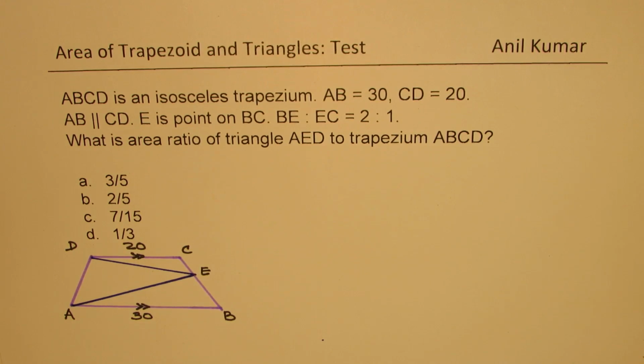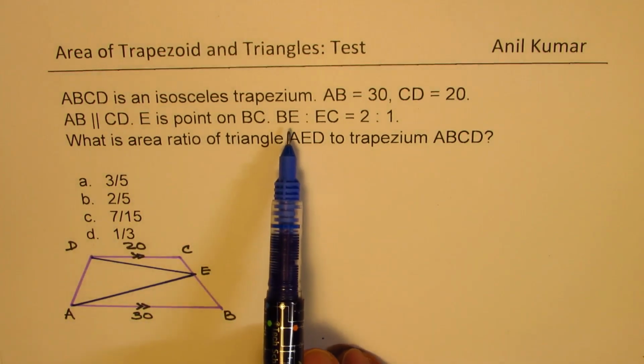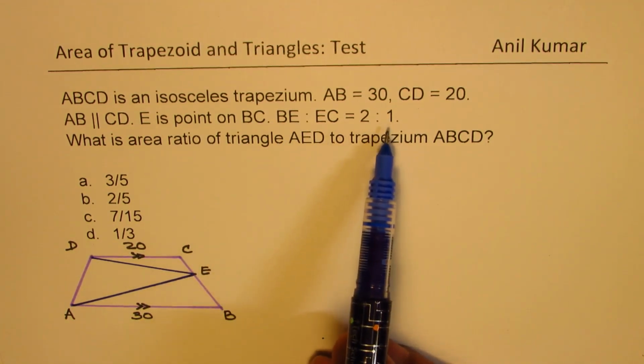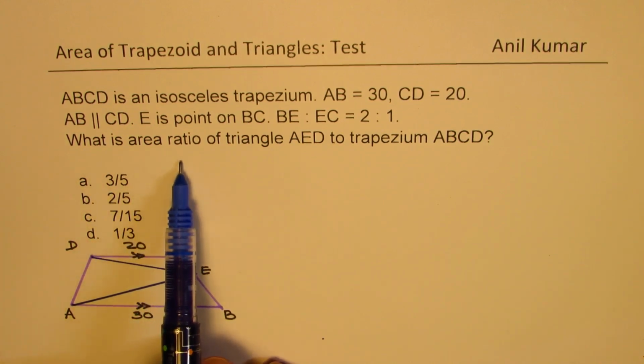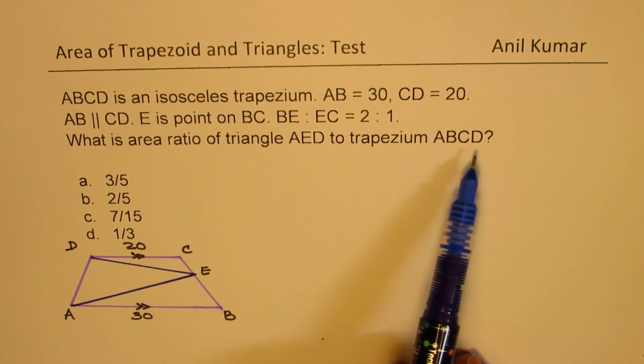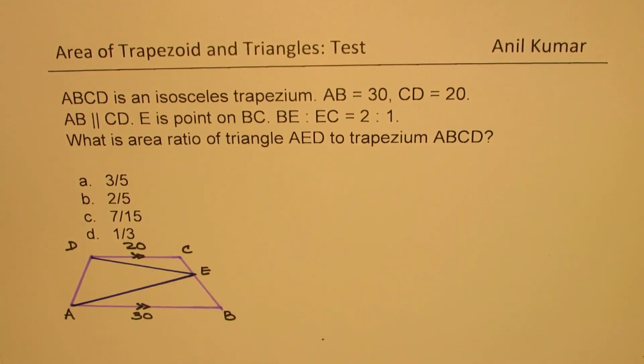The question here is, ABCD is an isosceles trapezium. AB equals 30, CD equals 20. AB is parallel to CD, right? E is a point on BC where BE to EC, this ratio, is 2:1. What is the area ratio of triangle AED to trapezium ABCD? 4 choices are given to you. You can pause the video, answer, and then look into my suggestions.